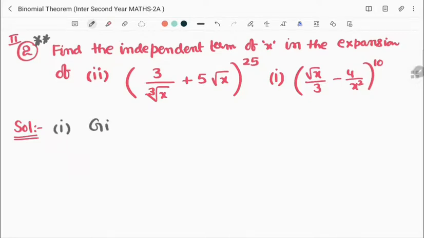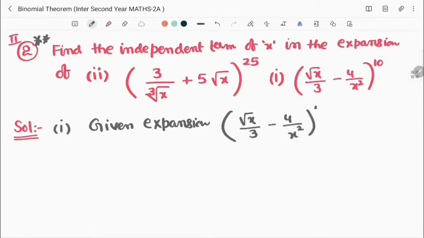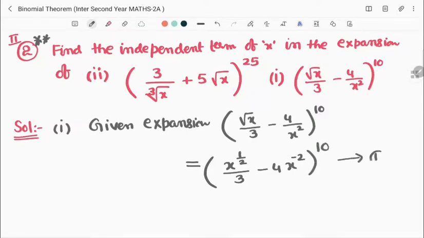First step is the given expansion: a root x by 3 minus 4 by x square, whole power 10. If it is possible, you write it like this. A root x means x power 1 by 2, no? So x power 1 by 2 by 3 minus 4 into x power, x square is there in the denominator, you can write as numerator, so x power minus 2, whole power 10. You put that as equation number 1, and here n is equal to 10.